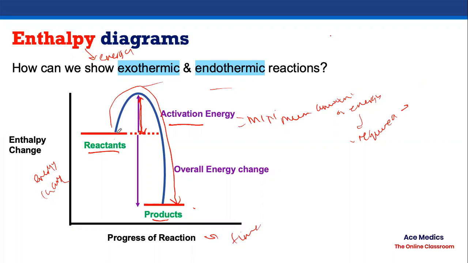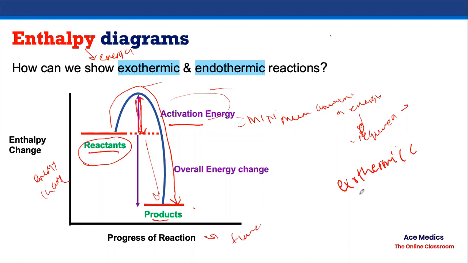So this arrow here in an enthalpy diagram is showing activation energy. And then this whole thing will be showing the overall energy change. And this diagram is showing an exothermic reaction. And why is it showing an exothermic reaction? It's showing an exothermic reaction because the reactants have more energy than the products.